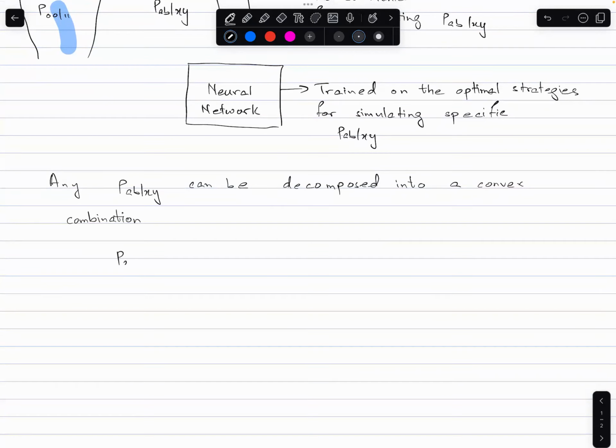this P of AB given XY can be written as a sum over some probability weightage Q sub I, and then D of AB given XY, where this D are deterministic strategies, which are fixed. These are already known in advance. We can actually enumerate them. What we want to do is optimize over these probabilities Q sub I.